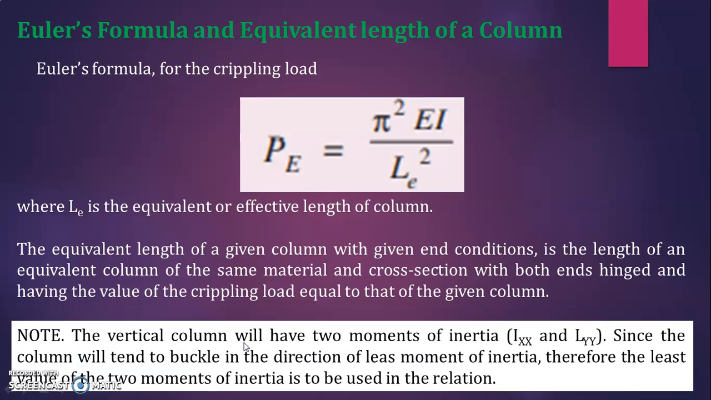Also you should always remember while solving problems, the vertical column will have two moments of inertia, IXX and IYY. Since the column will tend to buckle in the direction of least moment of inertia, the least value of the two moments of inertia is to be used in the relation. You have to calculate both IXX and IYY and take the least one to calculate the crippling load. Here P is equal to pi square EI divided by LE square, where I is the least value.